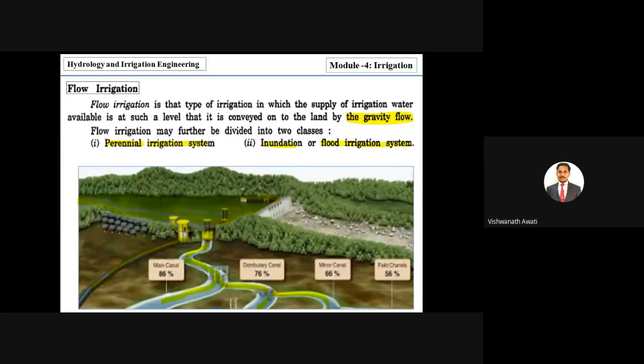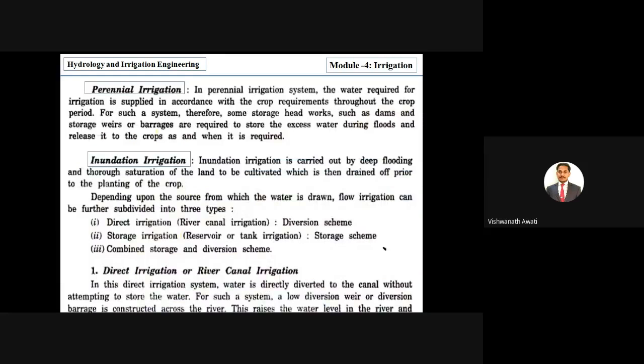So it is called lift irrigation or well irrigation. Next we will go for flow irrigation. It is a perennial irrigation. By the name, perennial means the water is available throughout the crop period, right. So in a perennial irrigation system, the water required for irrigation is supplied in accordance with the crop requirement.